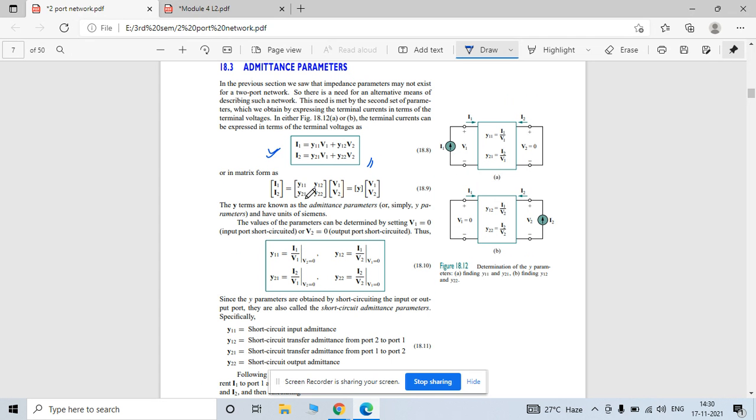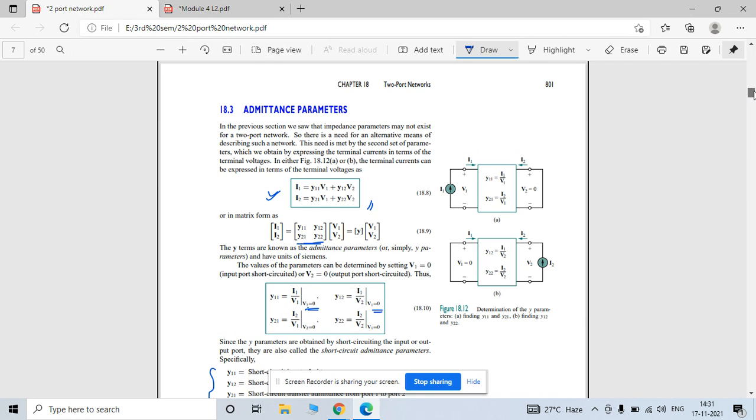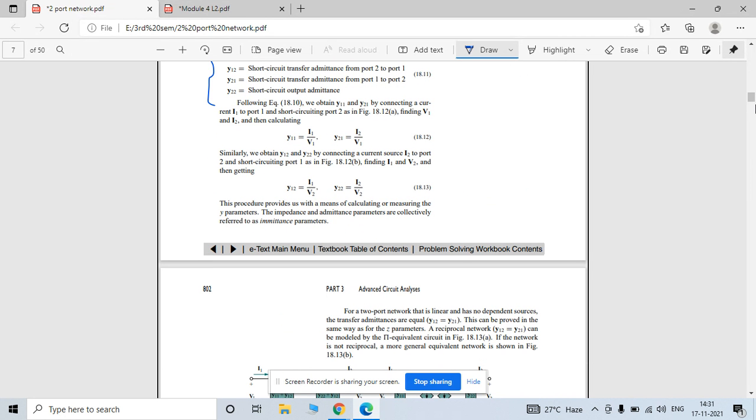And the second one is to rewrite this form in matrix form. Generally this matrix is called the y matrix, and the parameters are defined with this condition: when you put v2 equal to 0, you will get y11. Similarly, v1 equal to 0, you will get y12. These are the names of the y parameters. y11 is called the short circuit input admittance, y12 is called the short circuit transfer admittance from port 2 to port 1. Similarly the others are also given here.